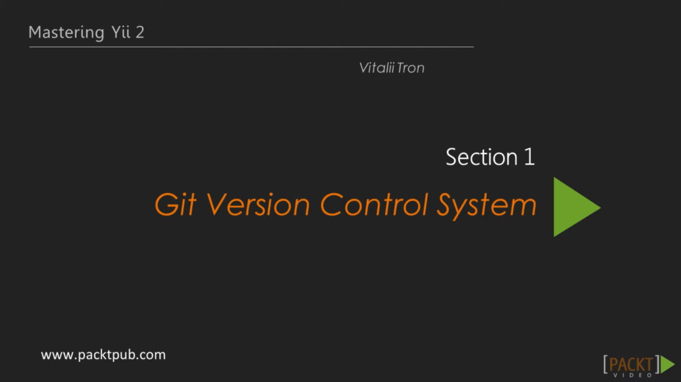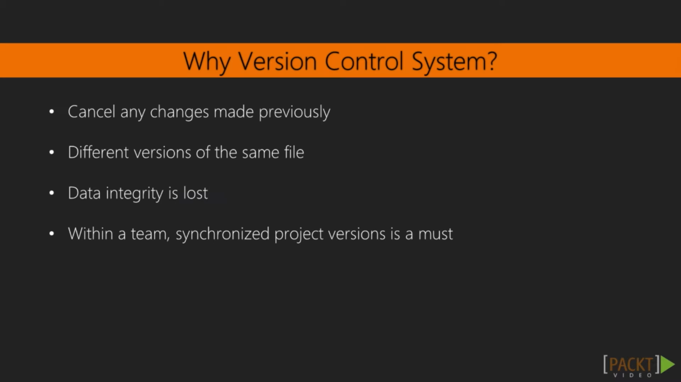Let's start with the first section of this course, i.e. Git version control system. First of all, let me tell you why using a version control system is so important in any framework. When you work on High Load and other complex projects, you sometimes need to cancel the changes you made previously in several files. Or you need to keep different versions of the same files at the same time.